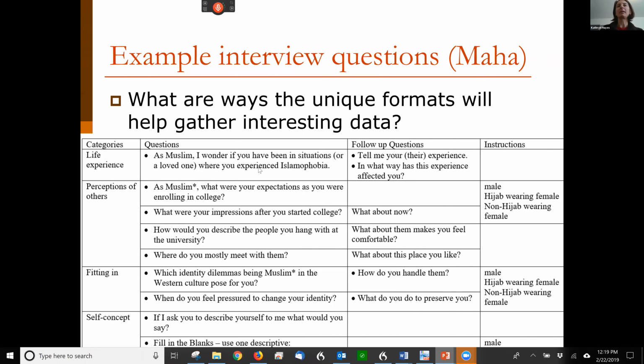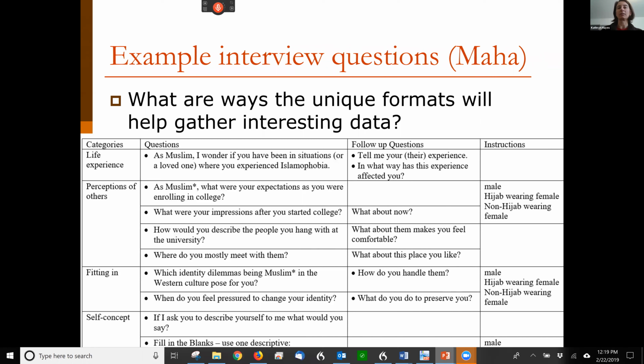Now, one of the things I like about this first question, I wonder if you have been in situations where you experience Islamophobia, is that she then asks, tell me about this experience and then how has this experience affected you? So she's eliciting stories and narrative from the students, which means you're going to get really rich data when you do that.